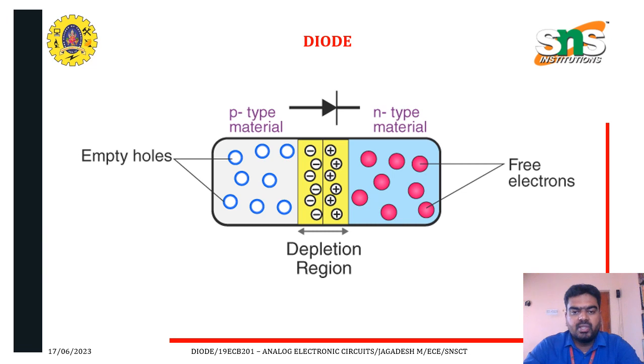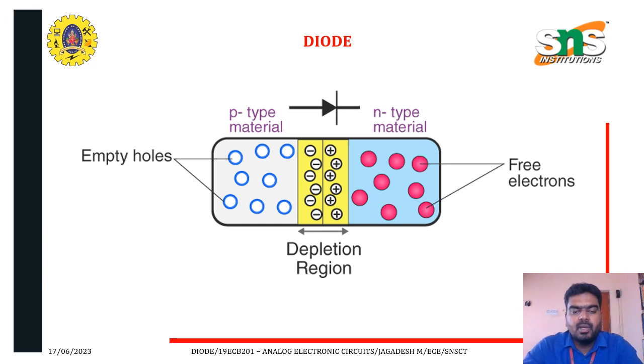I already told you that a diode has two terminals, one is the anode and the other is the cathode. That's why it is called a diode. The diode is made up of P-type material and N-type material. Both are joined together, so that creates a junction between the P-type material and the N-type material.